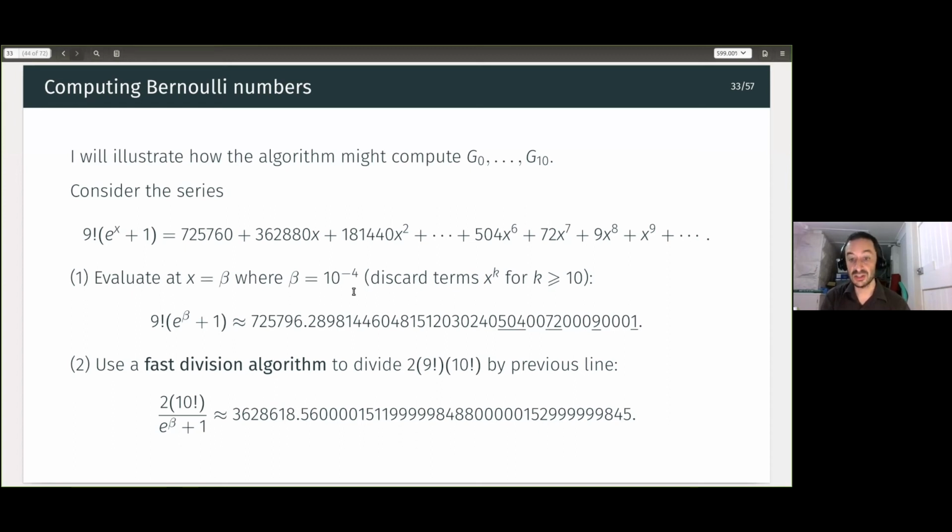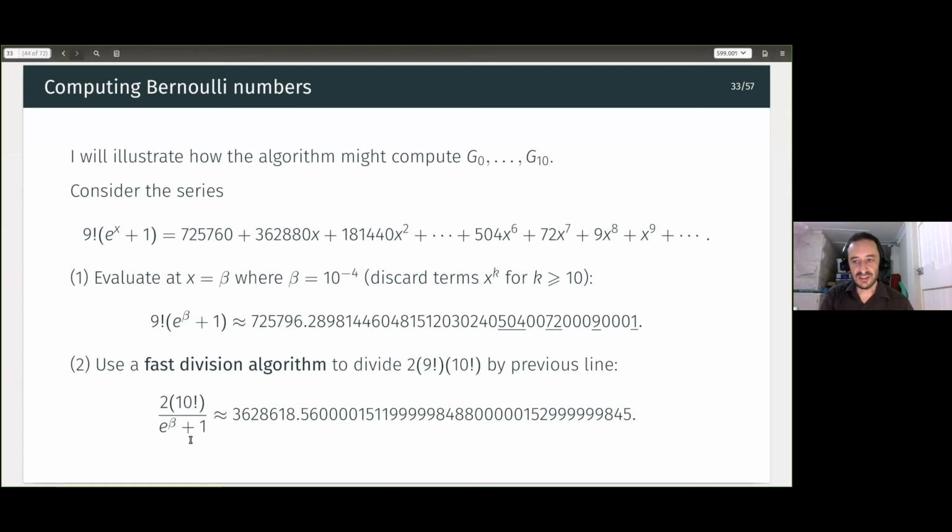So in this case, 10 to the minus 4. And I just discard the higher order terms. They're not going to contribute. And so evaluating at 10 to the minus 4 pretty much amounts to just writing down these underlined coefficients in the right place. So 1, and then 9, and then 72, and then 504, and so on. Here they start to overlap a bit, so you might need to do some carry propagation, but that's pretty easy. So you can do that in essentially linear time.